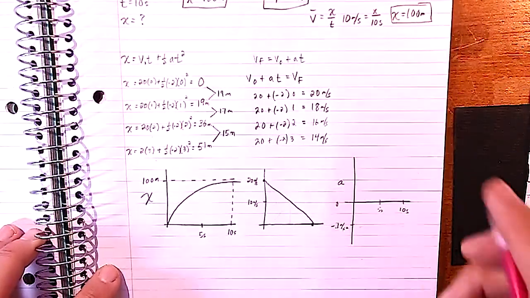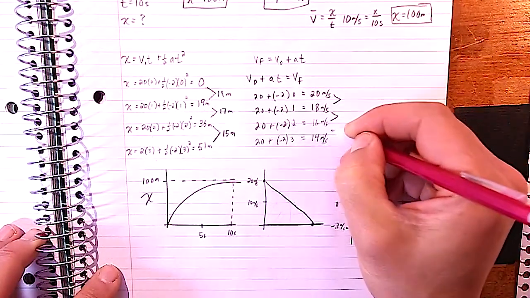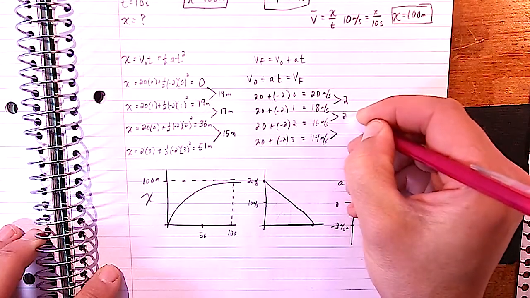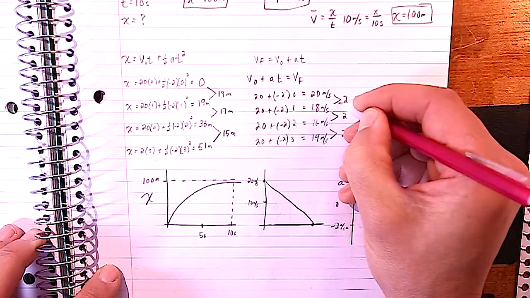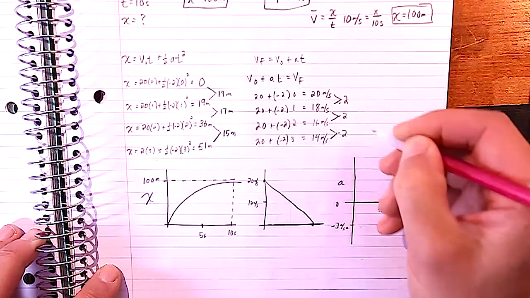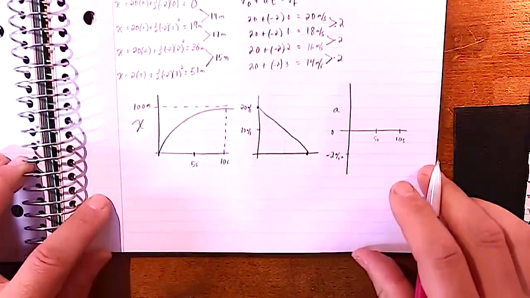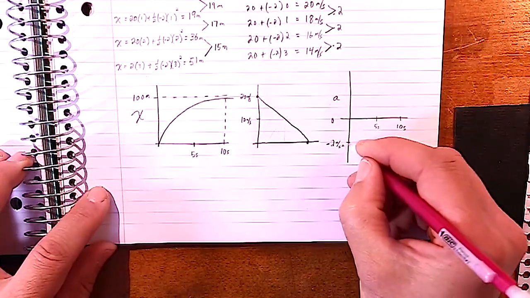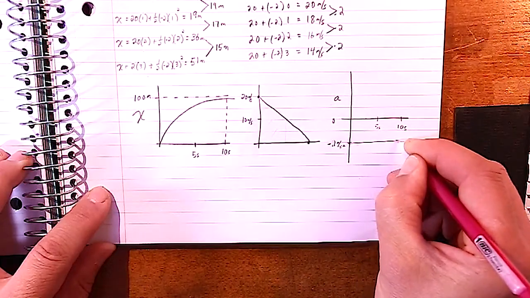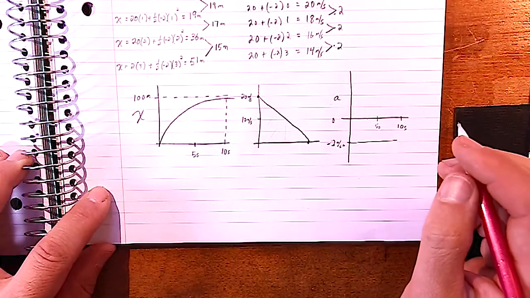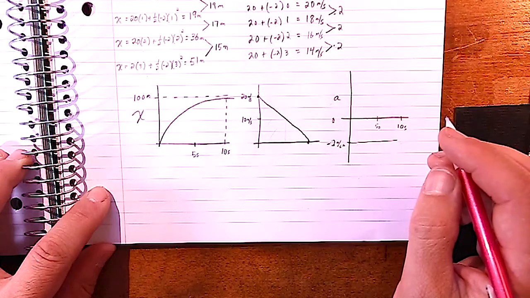But I want you to notice something else. The change is 2 in each case, and it's negative because it's decreasing. So what's constant? A constant negative acceleration. It's constantly losing 2 meters per second every second.